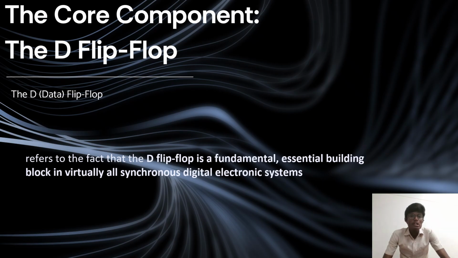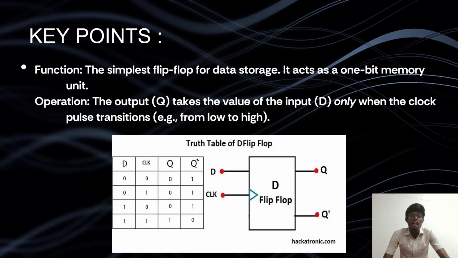Next, the core components of the D flip-flop. The D flip-flop is a fundamentally essential building block in virtually all sequential digital electronic systems. Here are the key points of the D flip-flop. Function: the simplest flip-flop for data storage, it has a 1-bit binary memory unit operation. The output Q takes the value of the input D only when the clock pulse transitions, for example low to high.